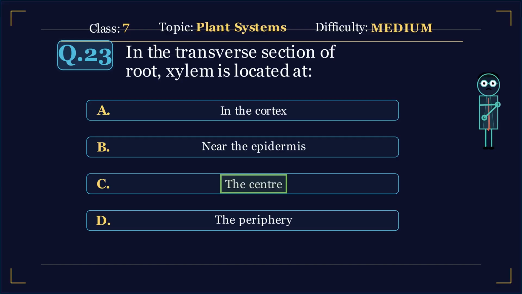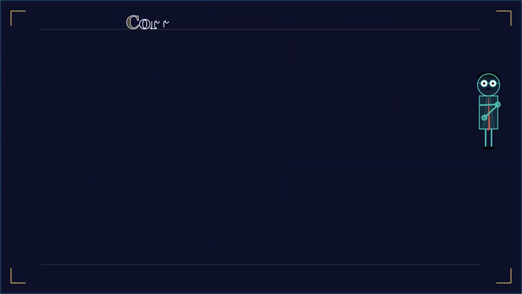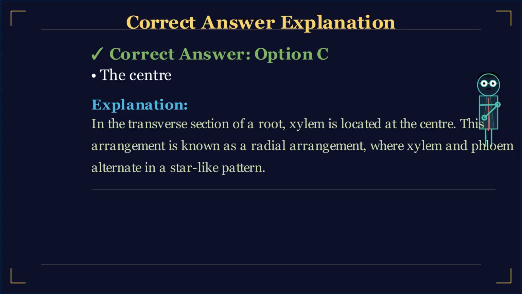The correct answer is option C. Here's the explanation for the correct answer. In the transverse section of a root, xylem is located at the center. This arrangement is known as a radial arrangement, where xylem and phloem alternate in a star-like pattern.